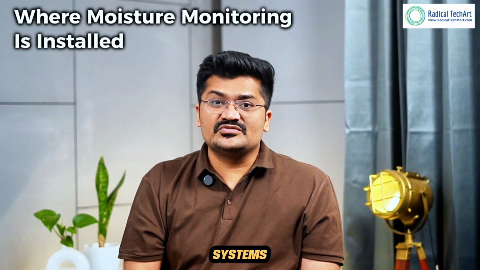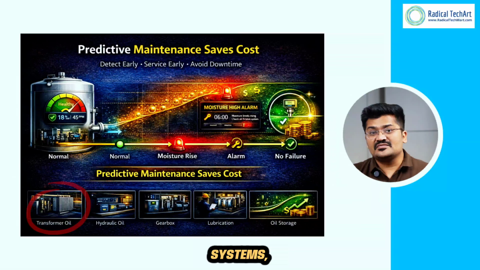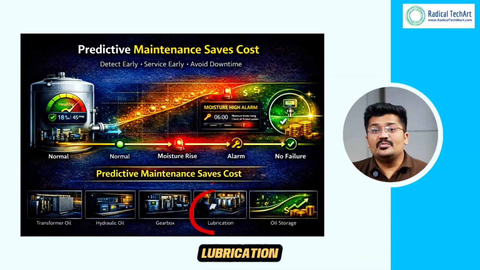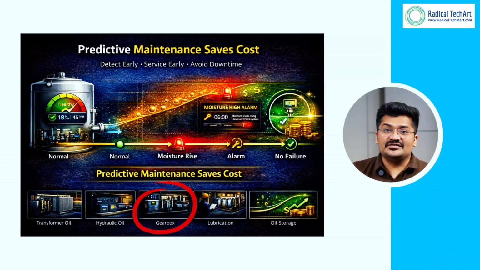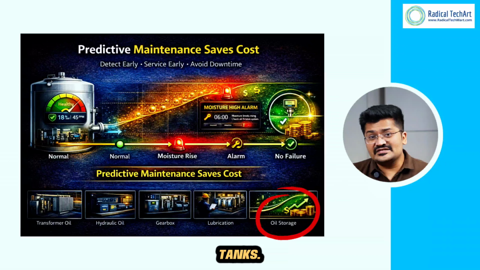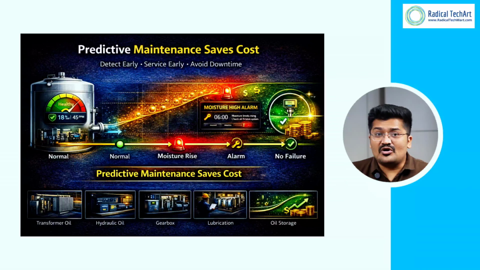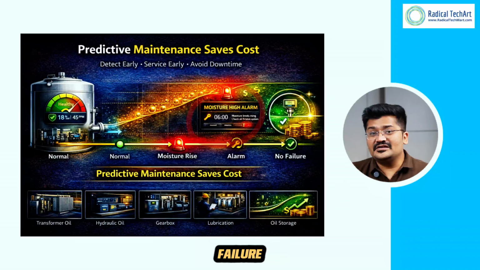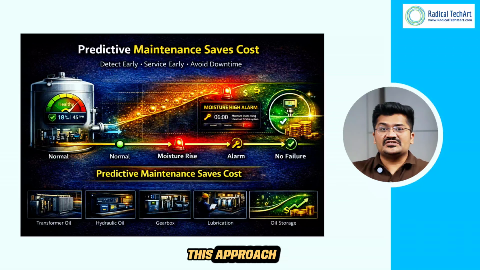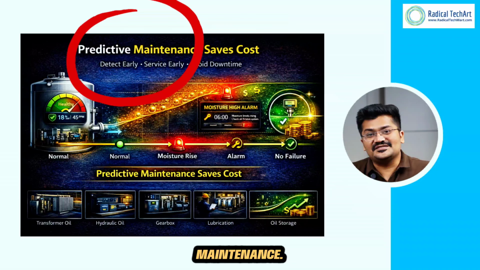Moisture monitoring systems are commonly installed in transformer oil monitoring systems, hydraulic machinery, lubrication systems in heavy equipment or industrial gearboxes, and oil storage tanks. By continuously monitoring oil condition, industries can detect problems before equipment failure occurs. This approach is called predictive maintenance.